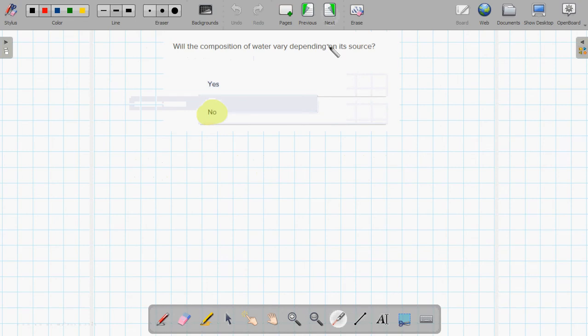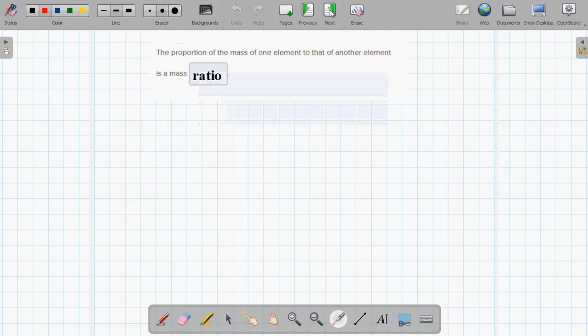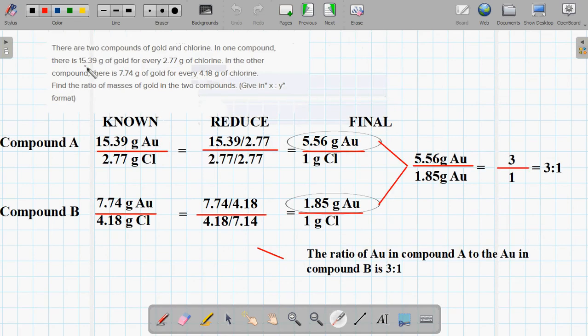The law of definite proportion says that H2O is always H2O. All right, there are 2 compounds of gold and chlorine. In one compound, there is 15.39 grams of gold for every 2.77 grams of chlorine. So I put that here under known. That's my first ratio. All right, in the other compound, there's 7.74 grams of gold for every 4.18 grams of chlorine. That's my second ratio.